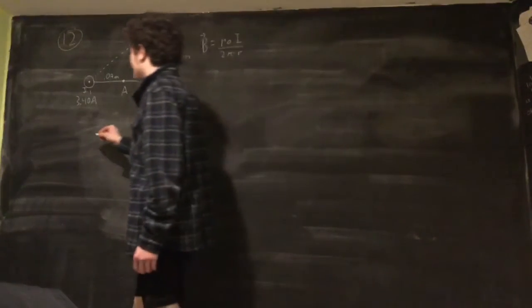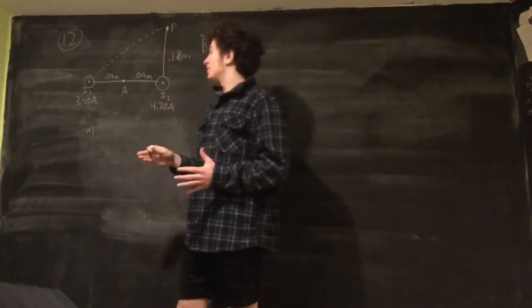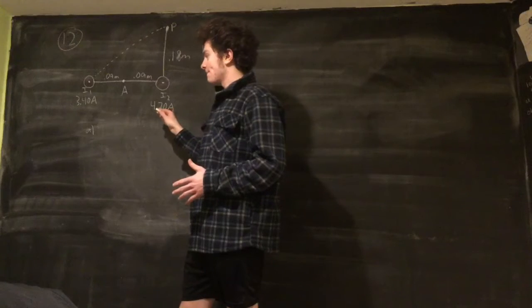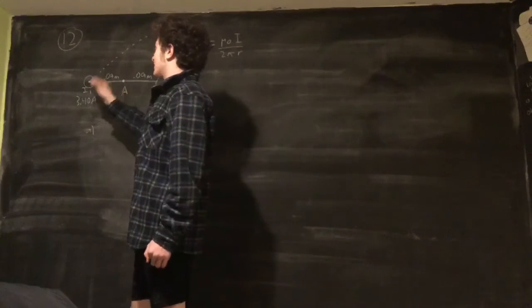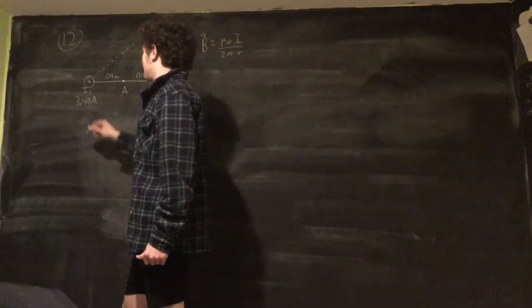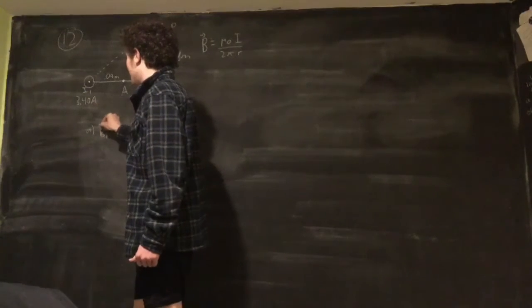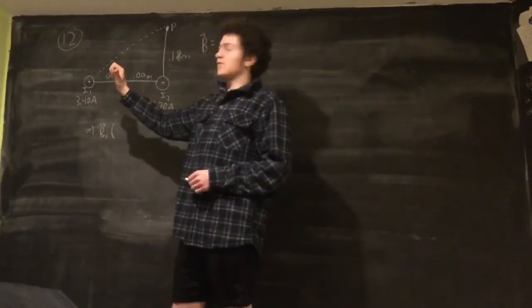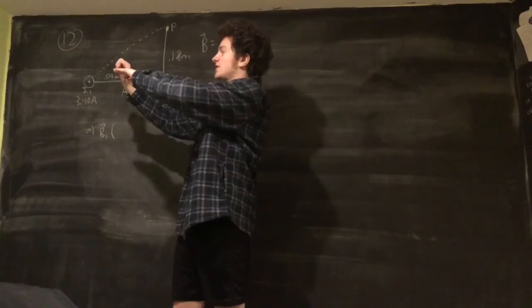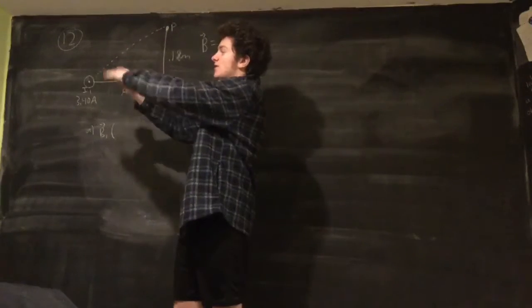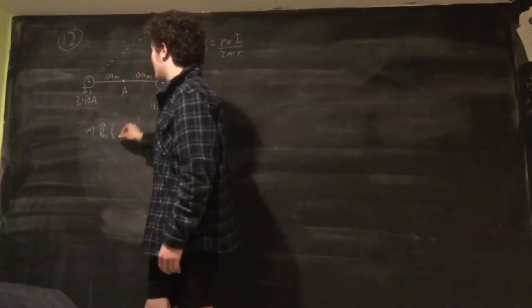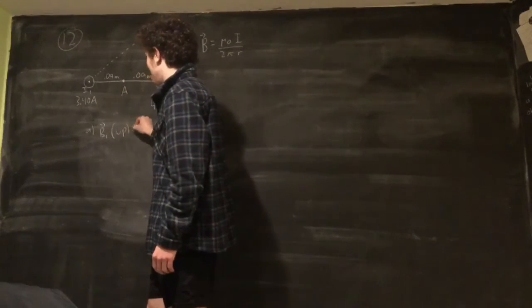So the first part of the problem wants us to determine the net magnetic field at point A. There's going to be two components of this, one from current number 1 and one from current number 2. The magnetic field from wire number 1, denoted as B1, well, what direction is it going in? Using our right hand rule for current, where the thumb is the current and the fingers wrap around in the direction of the field, we know that current number 1 is going to be causing an upwards magnetic field.